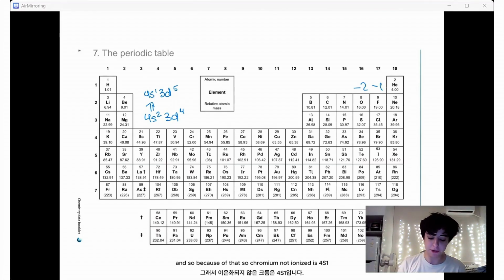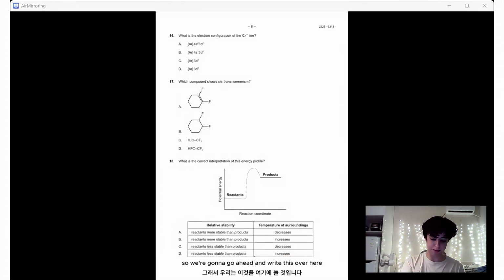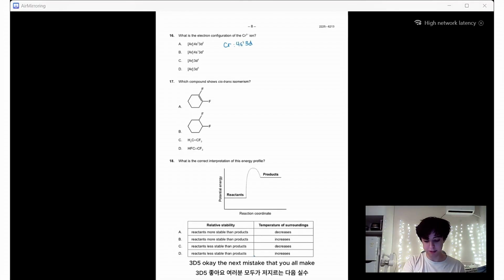Okay, and so because of that, chromium not ionized is 4s1 3d5. Okay, so we're gonna go ahead and write this over here. It's just chromium neutral is 4s1 3d5.